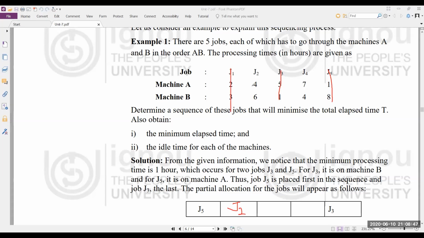Now the minimum time is 4, and it is 4 for machine A, and corresponding, sorry, it is J1. And the second minimum is 4, and it comes from machine B. So we put it here, 4. In this way, we can find a sequence of the jobs. After that, we find the total time.